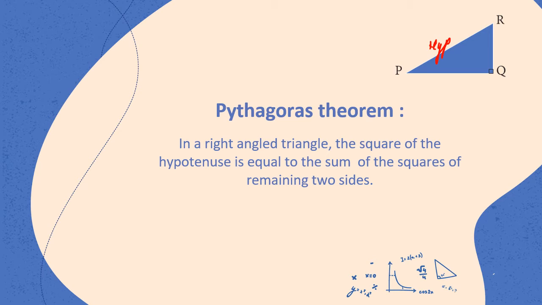which means when I'm talking about this theorem, I'm saying that PR square, the length of PR square, is equal to PQ square plus QR square. As simple as that. So we have three numbers that we get, and a lot of problems are solved using this formula. So let's go back to our title, the Pythagoras triplets.